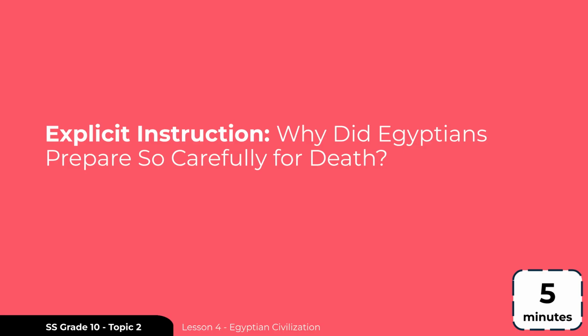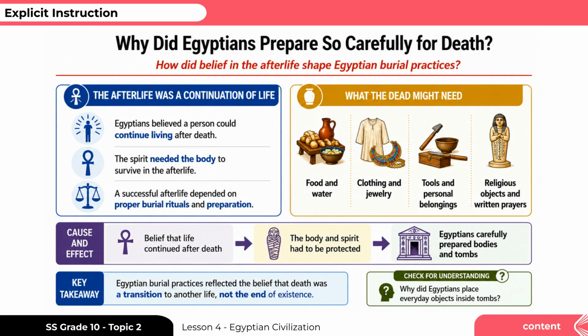Next, we will examine why Egyptians prepared so carefully for death. Egyptians believed death was a transition into another life, not the end of existence. They believed the spirit still needed the body, and that a successful afterlife depended on proper burial rituals and preparation. That explains the objects on the right: food, clothing, jewelry, tools, personal belongings, religious objects, and written prayers. These were not placed in tombs only to show wealth. Egyptians believed the dead might still need them in the afterlife.